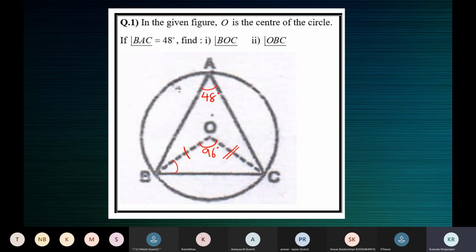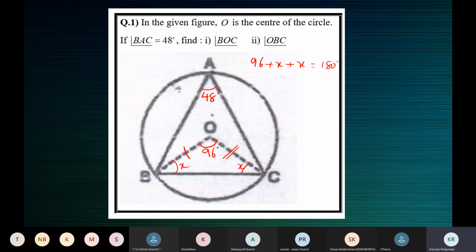Hitesh, you're right. OB and OC are the radii of the circle, so they're equal. So Hitesh, what kind of triangle is OBC? Isosceles triangle, ma'am. Now, which are the equal angles in this triangle? Name the equal angles. Angle OBC and OCB, ma'am. These two are equal. So by angle sum property, 96 plus x plus x is equal to 180. Correct, Kanishka? Yes, ma'am.